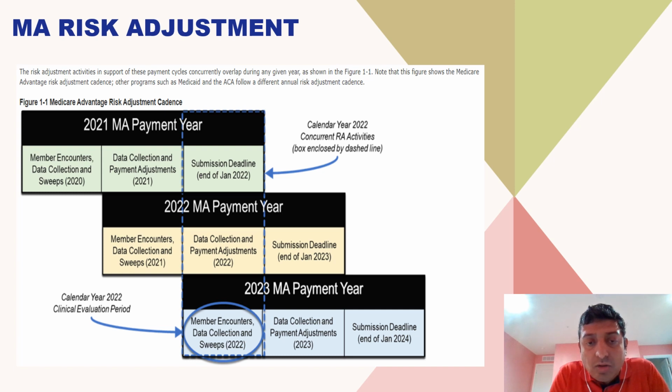But in this scenario, there are three main activities that the risk adjustment activity is tracking for the MA risk adjustment on a year-on-year basis. That includes member encounter data collection and sweeps, data collection and payment adjustment, and submission deadline, where these risk adjustment calculations need to be submitted to the appropriate authorities.